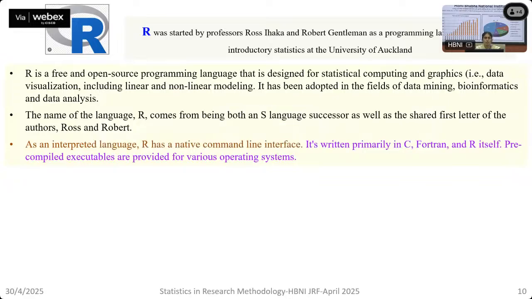So R is one such program. This is used by environmental scientists as well as population scientists, and the scientists who developed this program are written here. It is a free open source program, so it is not to be paid for to download. It is mainly used for data mining, informatics, and data analysis. The name R comes from the first letter of the names of the scientists who developed this program, Ross Ihaka and Robert Gentleman. They were the two scientists who introduced this package.